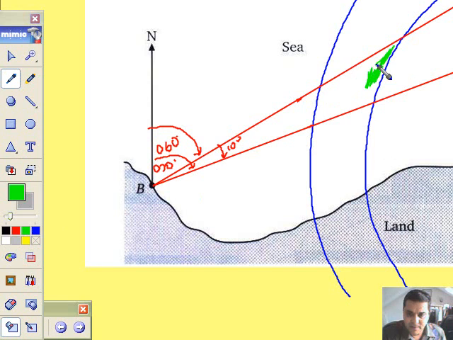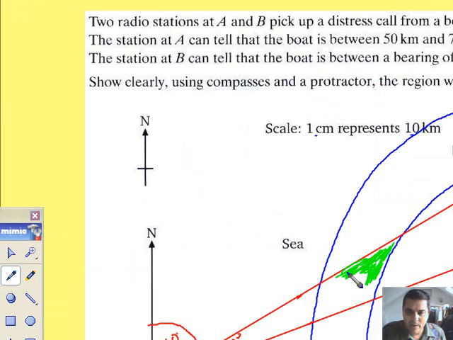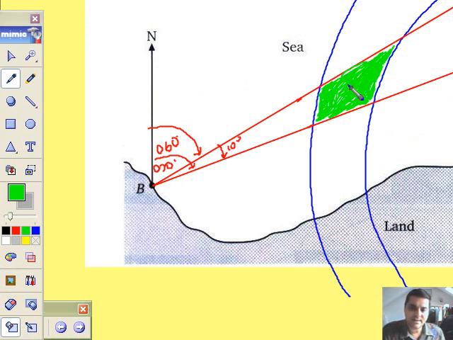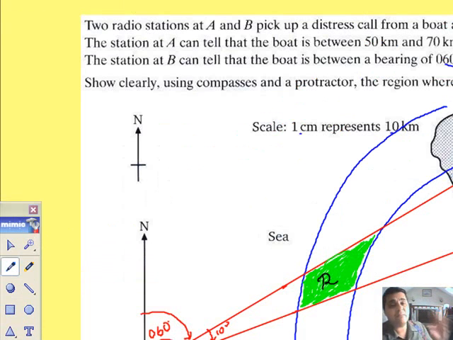So the boat can be anywhere in this green region here. Alright, so I reckon this will be a 5-mark question. What does it say? Sorry, 3 marks. I suppose you get 1 mark for the 2 arcs from A, and 1 mark for the 2 angles drawn from position B, the red lines, and 1 mark for the region. And let's put a dirty grey R in the region there because that stands for region. There you go. So the boat's between A and B.